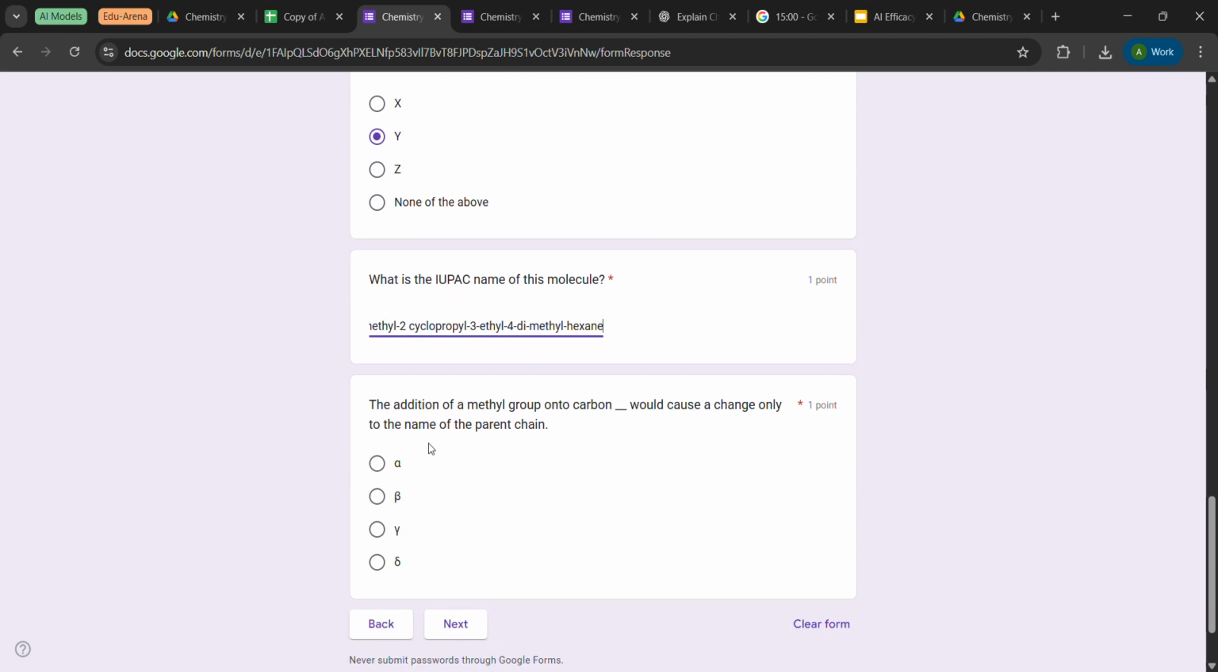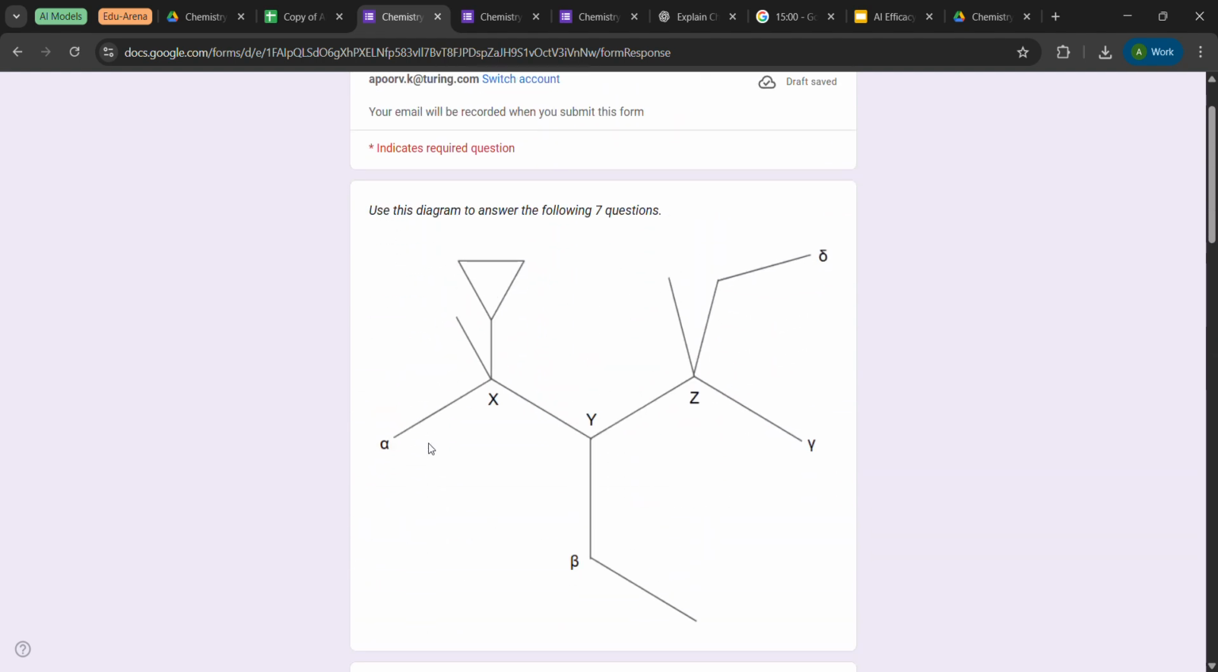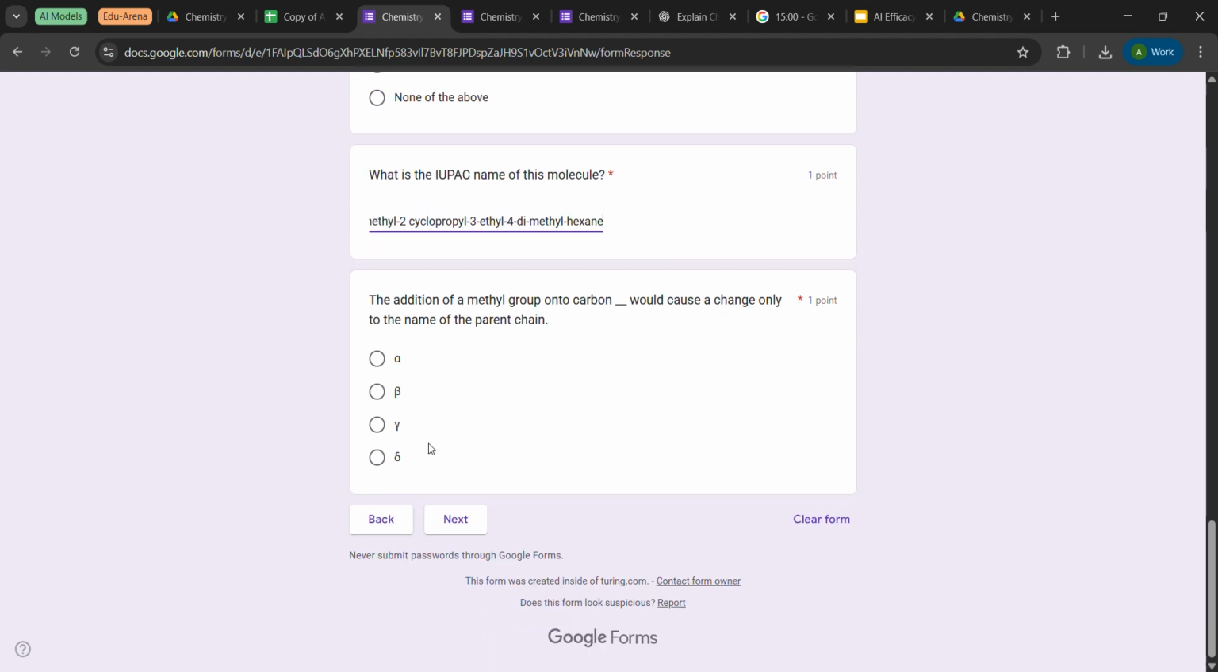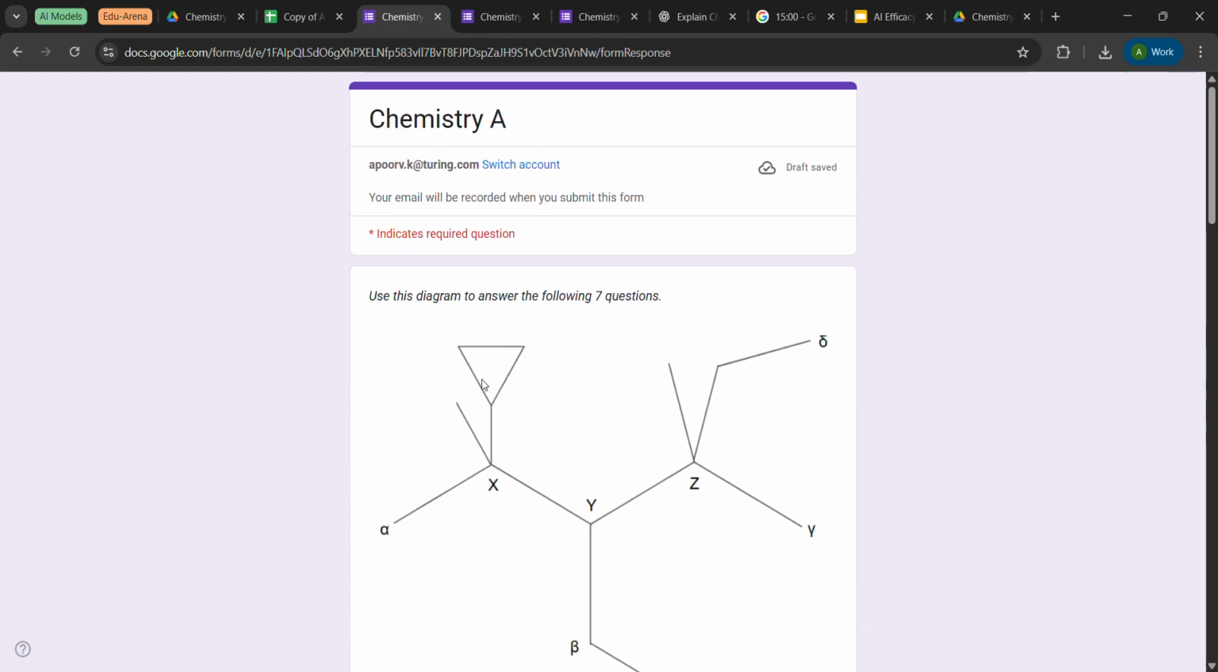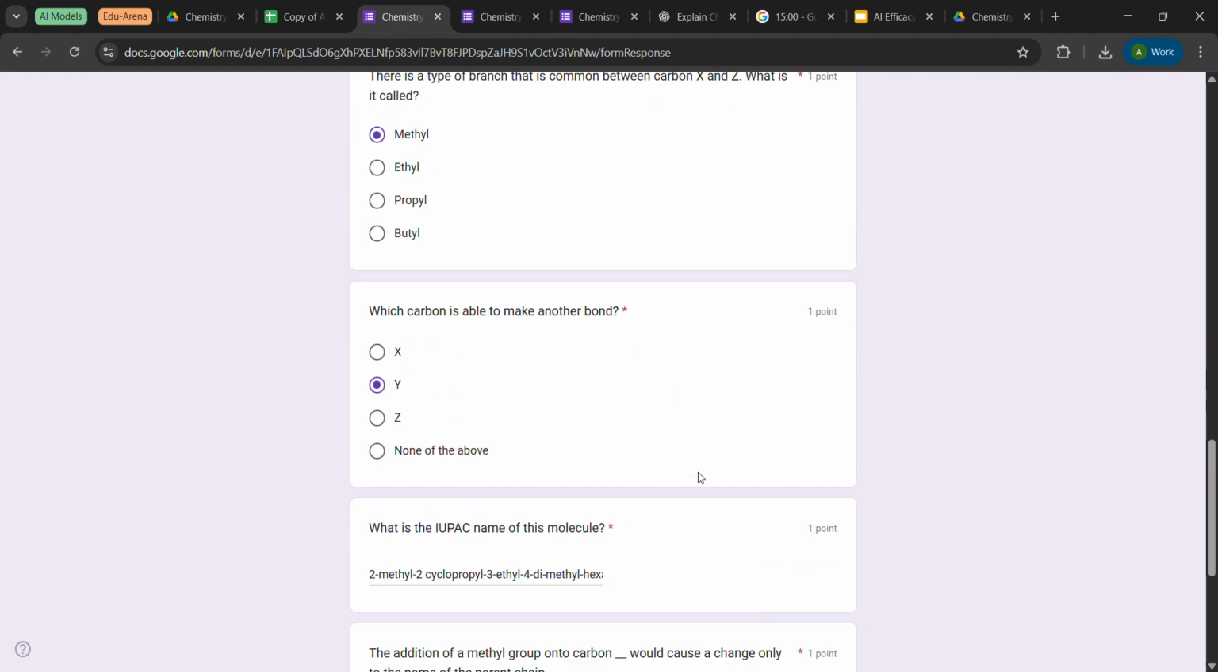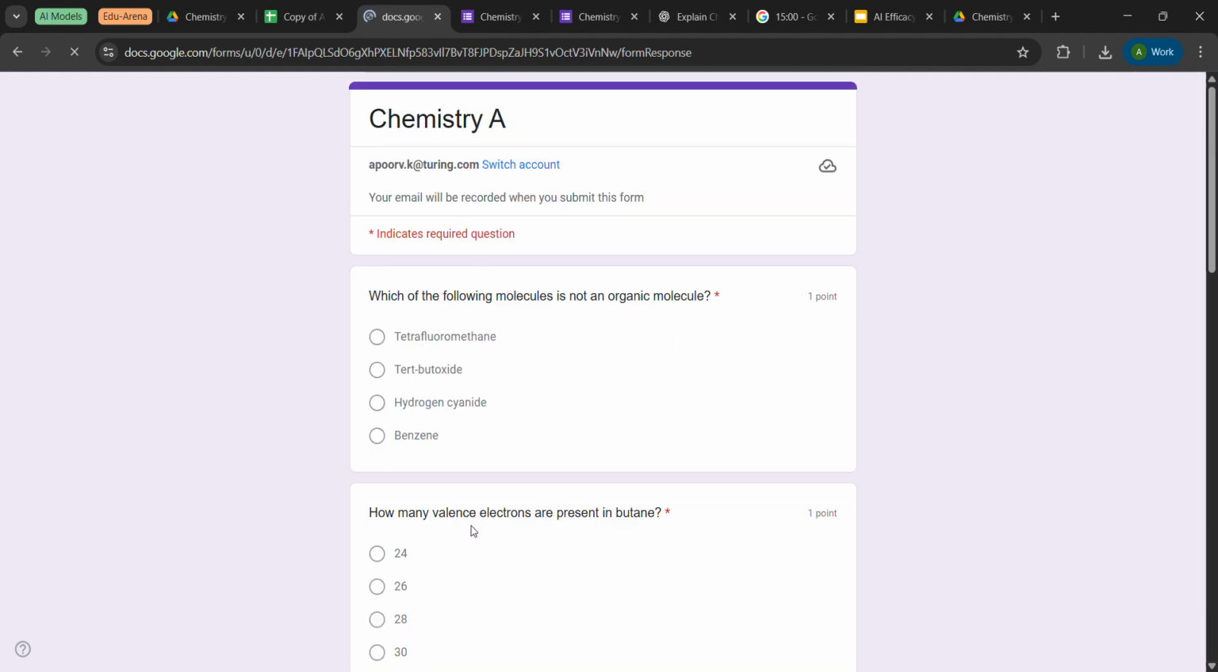The addition of a methyl group into carbon would cause a change only to the parent. I mean, like adding at alpha. So 1, 2, 3, 1, 2, 3. Like we could add at alpha. So 1, 2, 3, this is 3. This is 1, 2, 3, so this is 3. Okay, I'm just going to go with that.